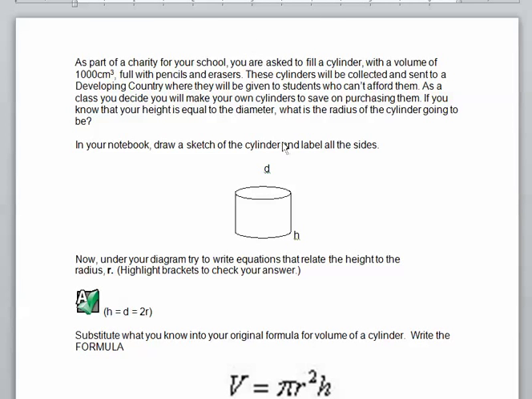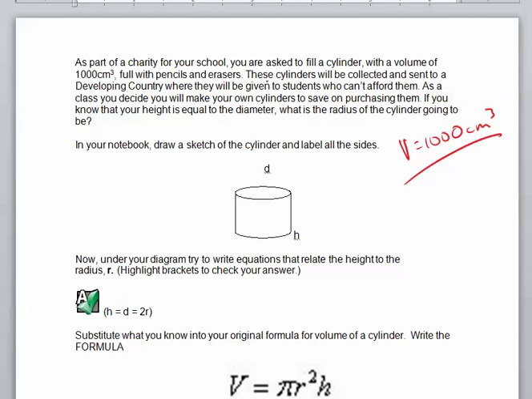Okay, I thought I'd run through this cylinder example too. When I read the question, I have my finger under the words all the way through, so I make sure I don't miss a word as I track through. So, as a part of a charity for your school, you're asked to fill a cylinder with a volume of 1,000 centimeters cubed. So I know the volume equals 1,000 centimeters cubed right away.